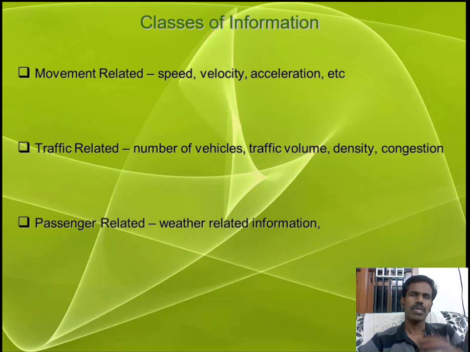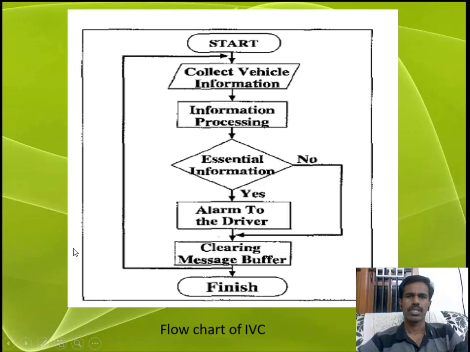Therefore, each and every vehicle will communicate a huge amount of information. So we have to classify it based on movement, traffic and passenger. Then after that, we can process it. This is a very small, easy flowchart. The vehicle will collect the information, and the information is processed.